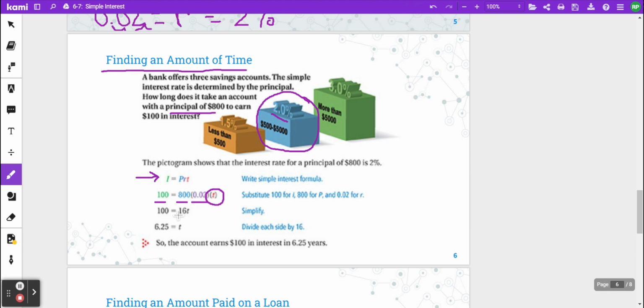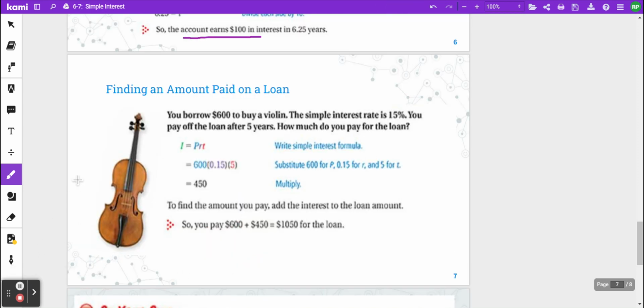And now to solve for T, we need to isolate the variable, so we would divide both sides by 16, and that comes out to be 6.25. 6.25 years is 6 1/4 years. A quarter of a year is 1/4 of a year. So 12 divided by 4 is 3. 6 years and 3 months is how long it takes for the account to earn $100 in interest.